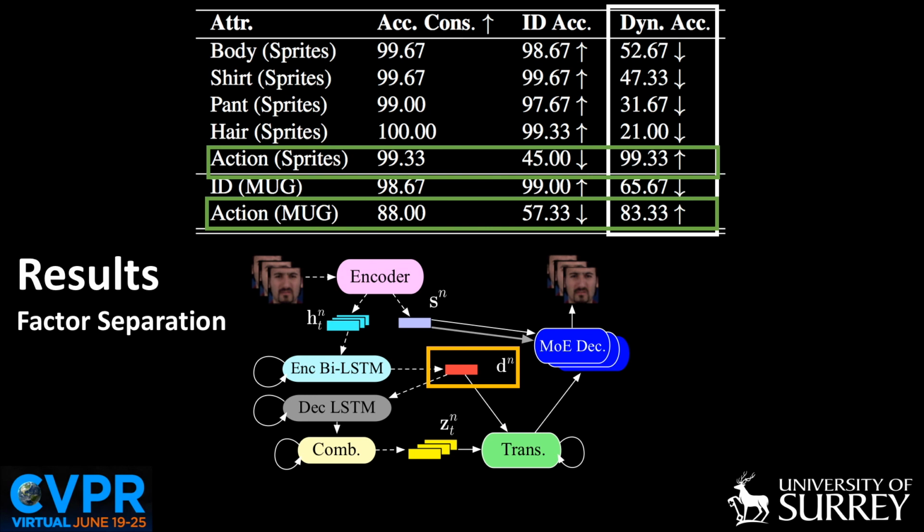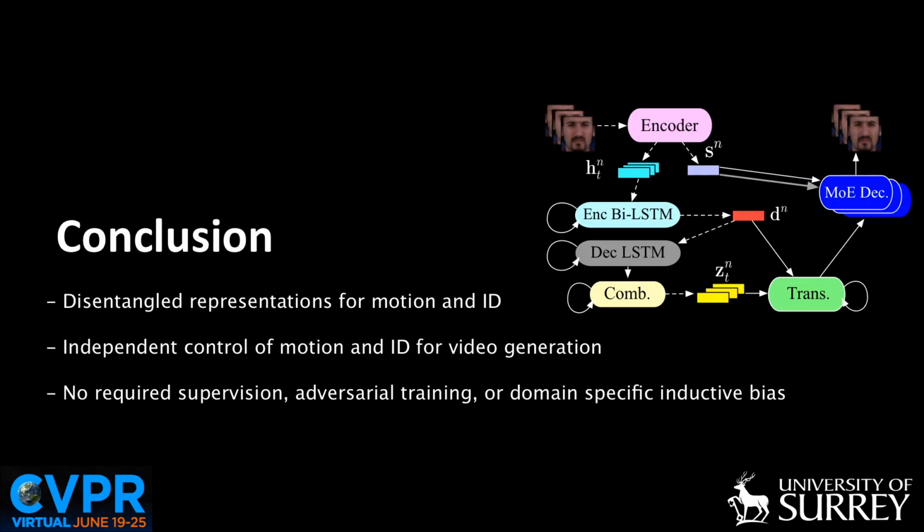For more results and more information about VDSM, please check out our paper. But in conclusion, VDSM enables disentanglement of slow-changing or constant identity features from motion and pose. It does so without the need for supervision, adversarial training, or domain-specific inductive bias, such as those relating to physical laws.